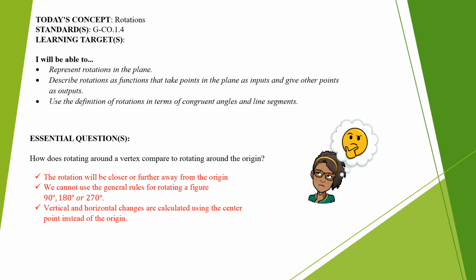So the question that we should be asking ourselves today is, how does rotating around an axis compare to rotating around the origin? Specifically today, we're going to be looking at rotating around the origin, but there's a couple things that we do need to know that determines the difference between these two types of rotation. First, the rotation will be closer or further away from the origin. Second, we cannot use the general rules for rotating a figure about 90 degrees, 180 degrees, or 270 degrees. And then lastly, vertical and horizontal changes are calculated using the center point instead of the origin. So we're going to be looking at how we rotate about these general rules and how we rotate about the origin.